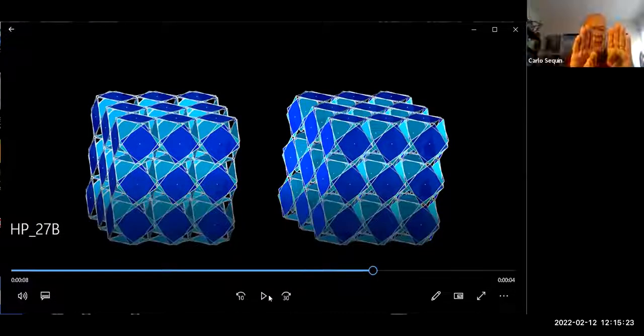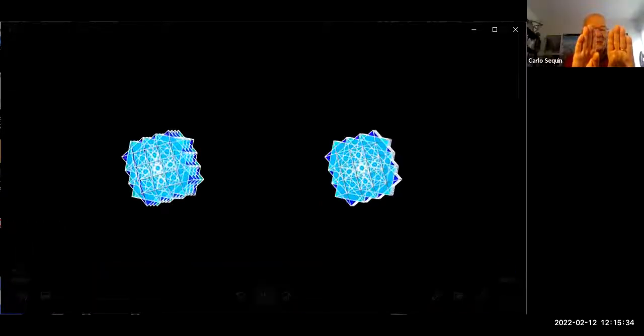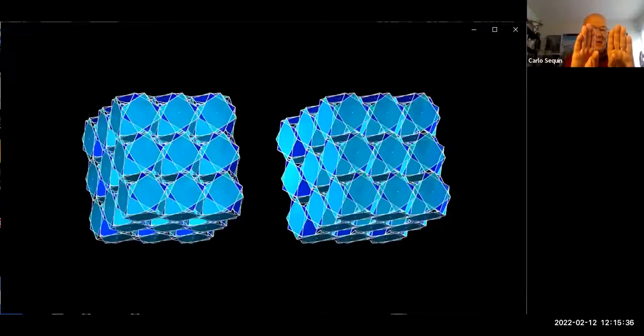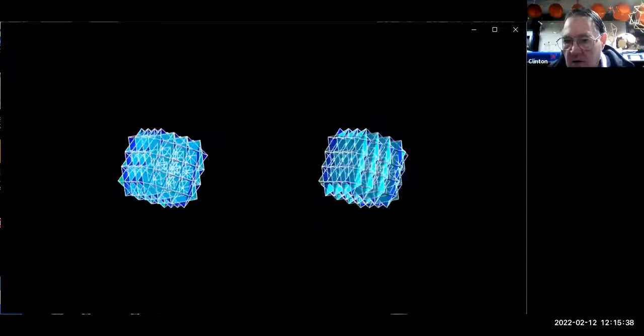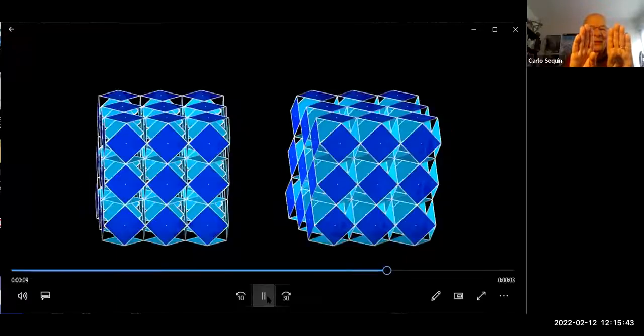So what I'm really seeing is a 3 by 3 by 3 array of the regular Jitterbug models of the cube octahedron, right? That's really what you're displaying here. 3 by 3 array of the Jitterbug model of essentially the cube octahedron. Yes. Looks very good in 3D.